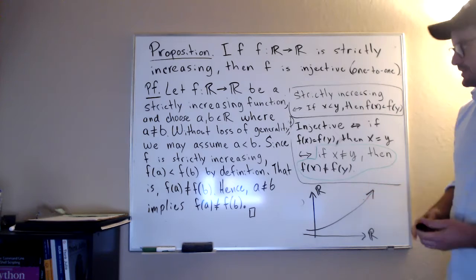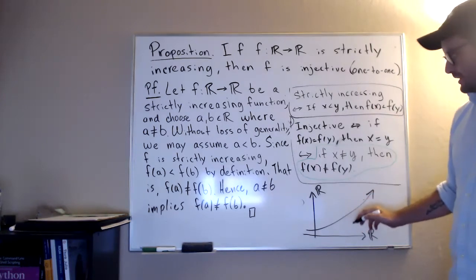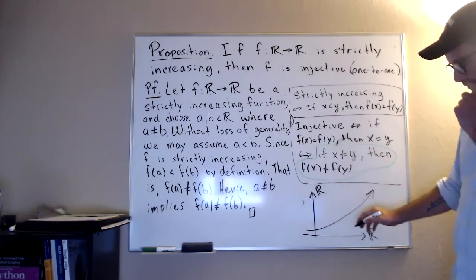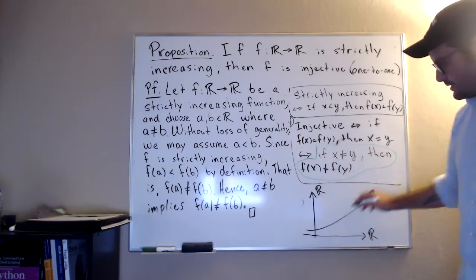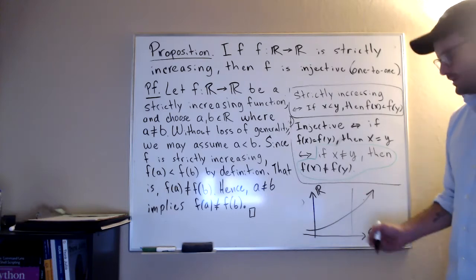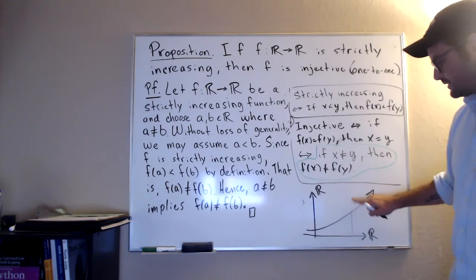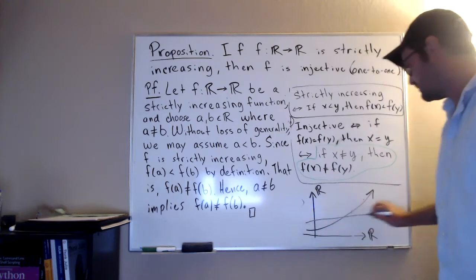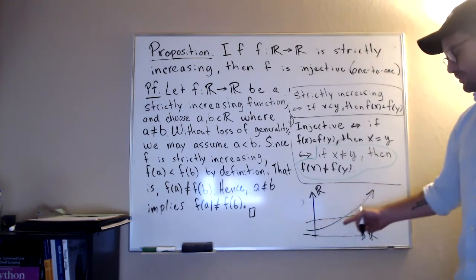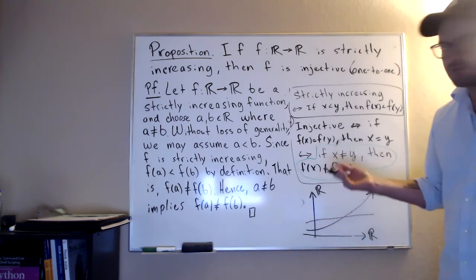I drew a picture to get a sense of what's going on here. Injective means you're one-to-one. So if I look at an increasing function and do the horizontal line test, I see that it's going to pass at one point. It's increasing. It makes sense to me.